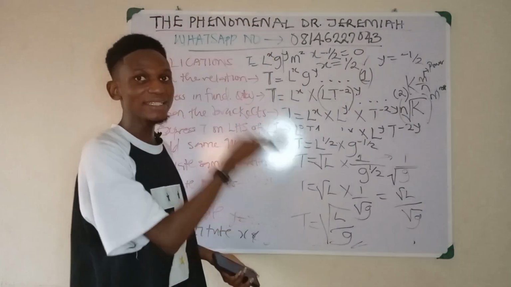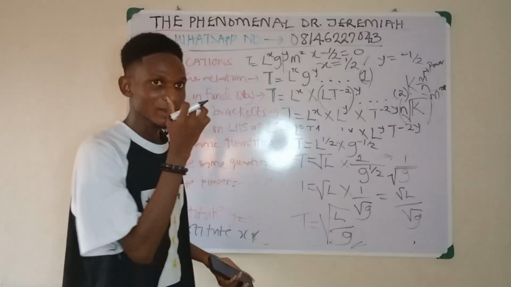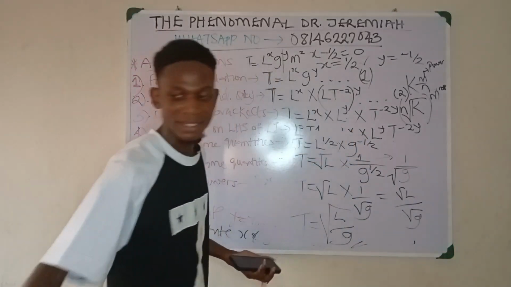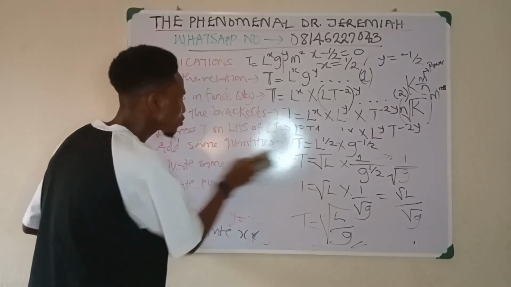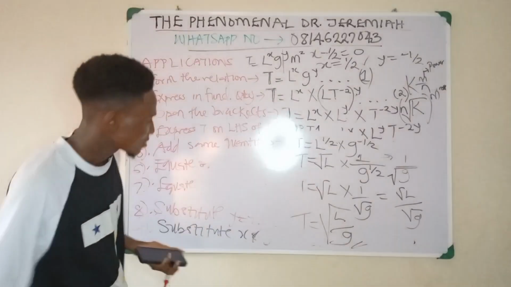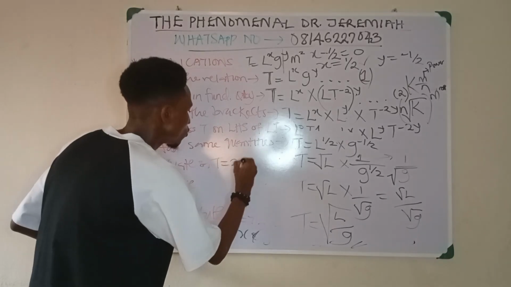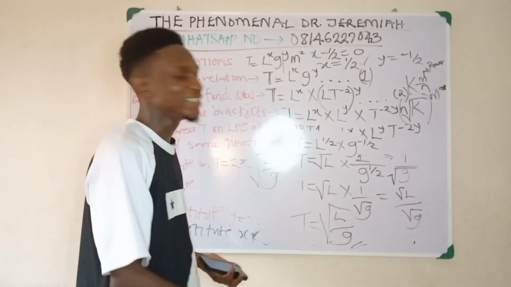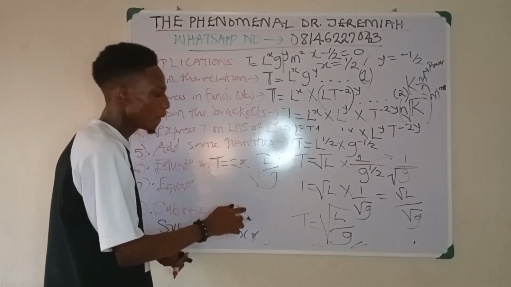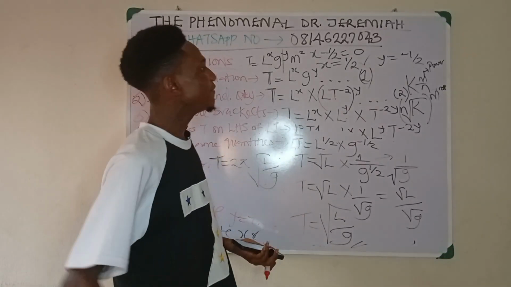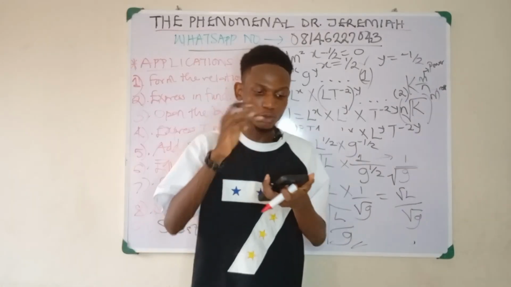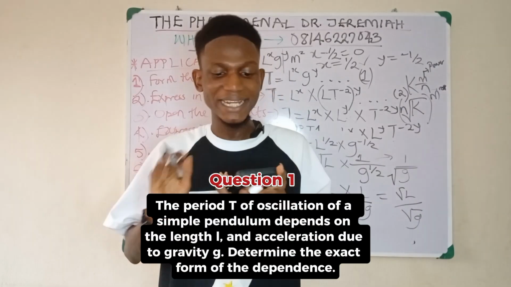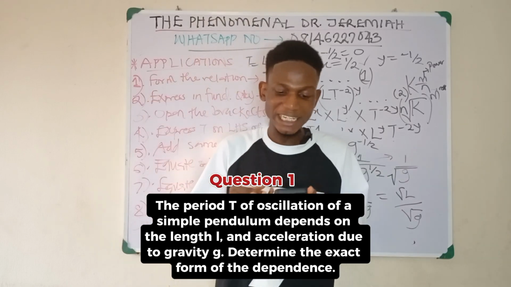Like I was saying, do you remember this formula in physics? I know someone will be like, what is it? So you remember t equals, let me write it here, t equals 2 pi square root of l over g. This is the formula for period. But why is 2 pi not included here? The relation we're given, I think the question will show on your screen. Let's read it again. It says the period of oscillation of a simple pendulum depends on length and acceleration due to gravity. Determine the exact form of the dependence.